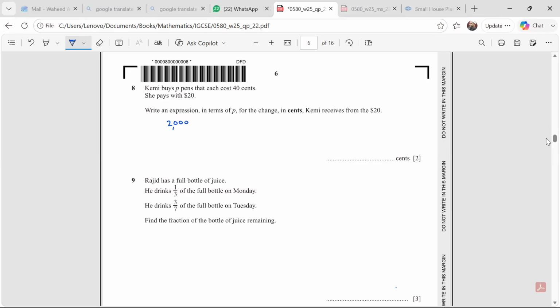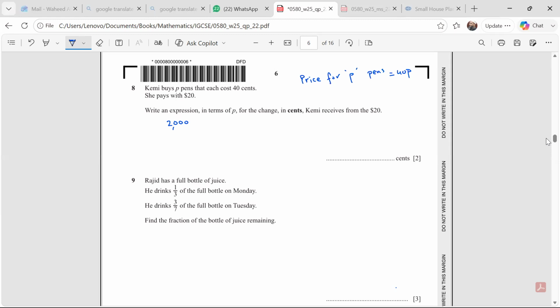Okay, what is the price for P pens? If one pen is 40 cents, then P pens will be 40P cents. Does it make sense or no? You see, if P is 1, that's 40 cents. If P is 2, that is 80 cents. If P is 3, it is 120 cents, and so on. So the cost of the pens is 40P.